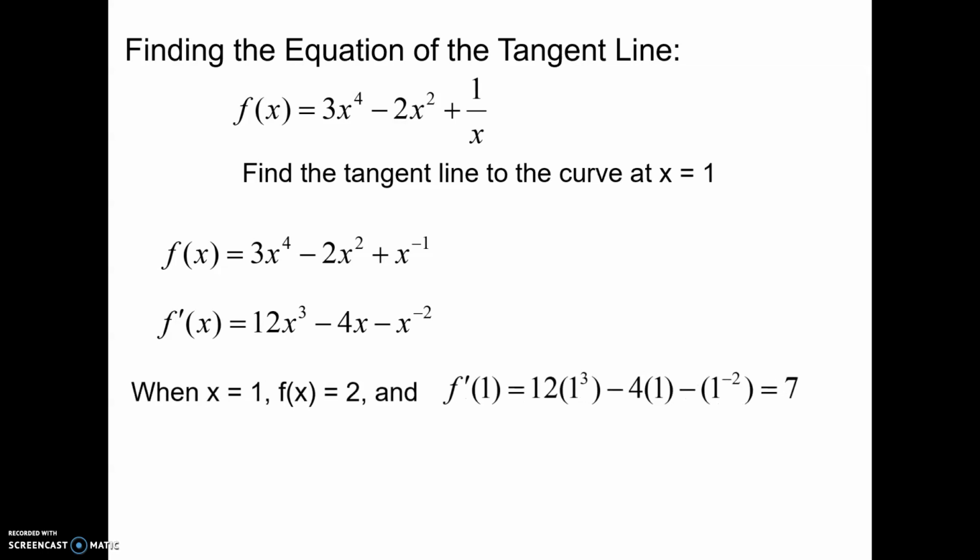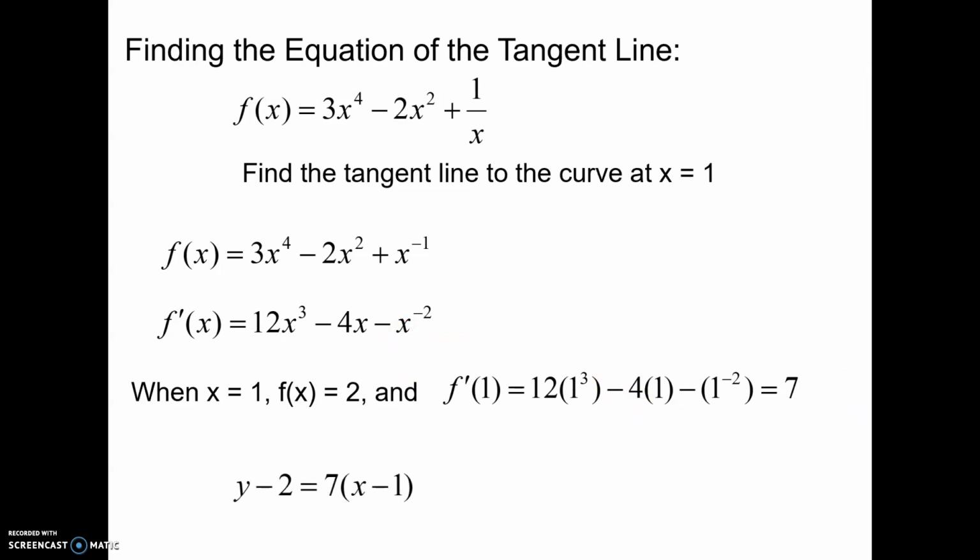Then when x is equal to 1, f of x is equal to 2. When I put 1 into the original function, I get 3 minus 2 plus 1, which equals 2. And when I put 1 into the derivative, I get 12 minus 4 minus 1, which equals 7.